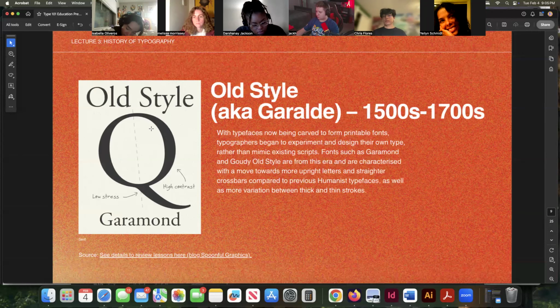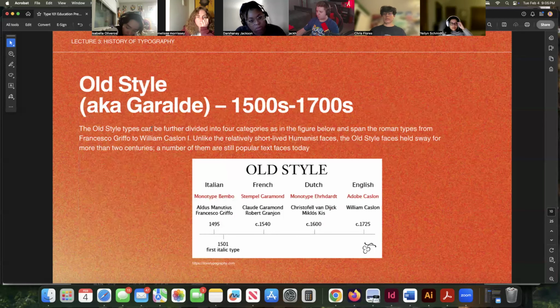That was the 1400s, 1500s to 1700s. And we're still in the serif phase. Everybody remember what a serif is? It's a little thing on the top. So now we're into the old style, 1500s to 1700s.